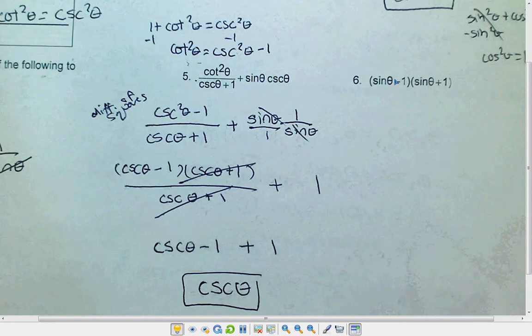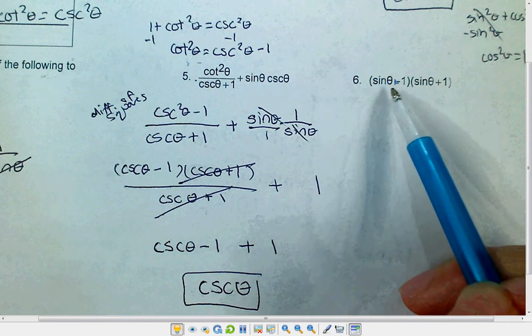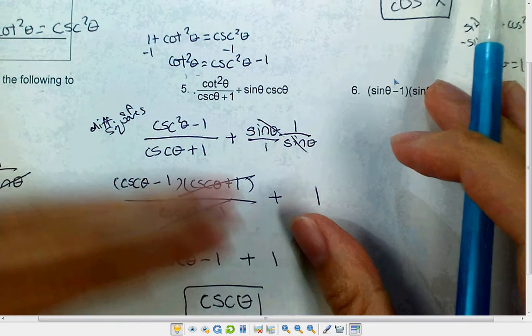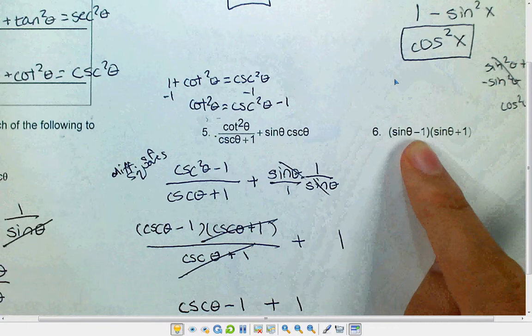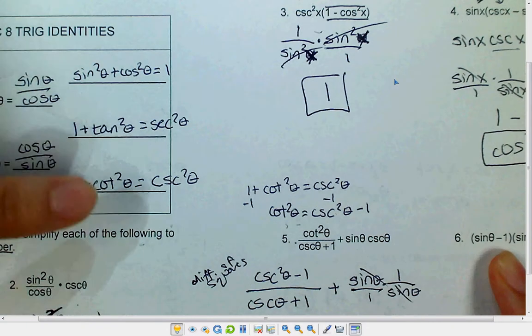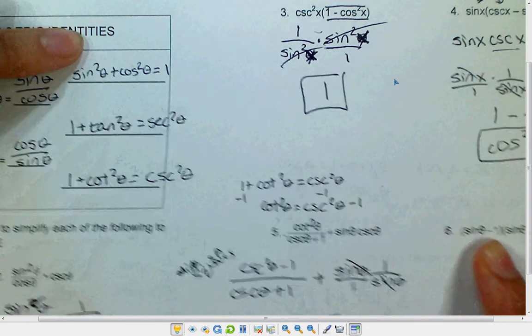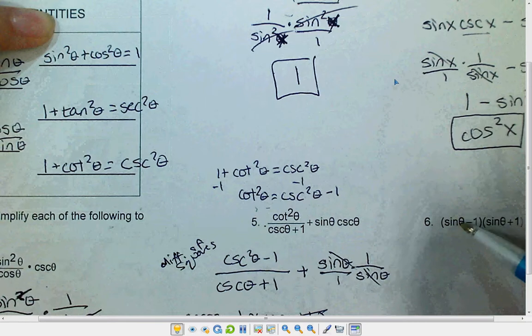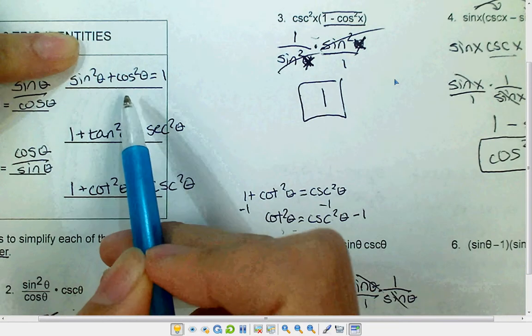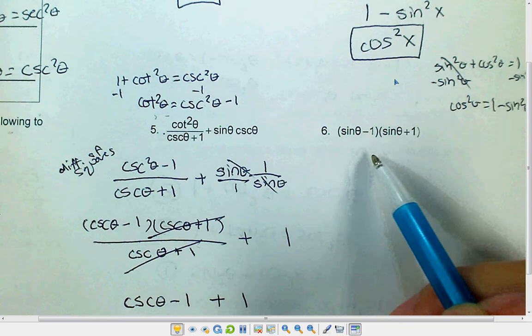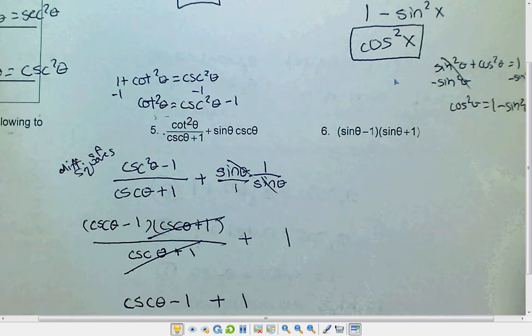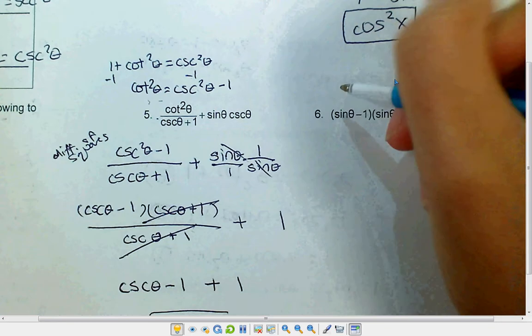Okay, for number 6, sine minus 1, sine plus 1. So this is not going to work with any of our Pythagorean identities, because there's no square. So even if this was a squared, you could replace this with cosine squared. But because it's not squared, it's just sine minus 1, we can't do that. So what we can do is distribute this or FOIL it.